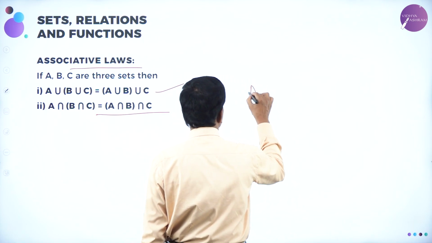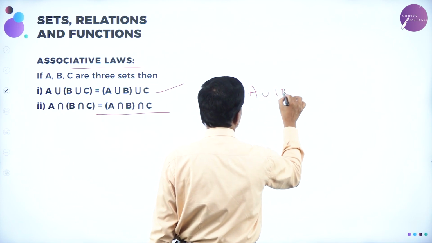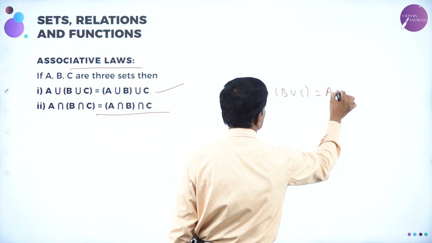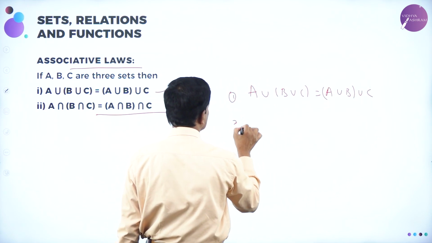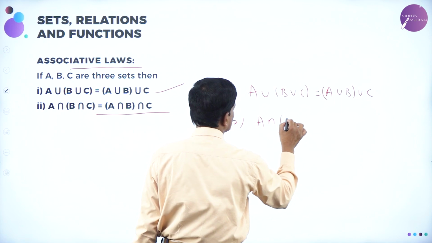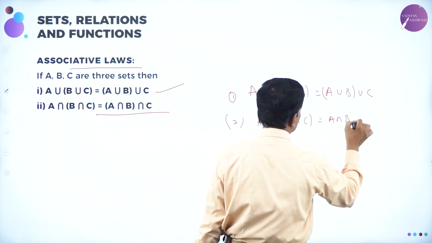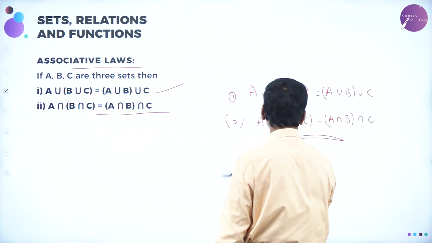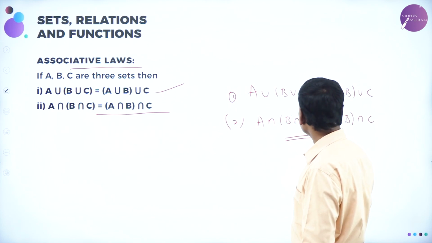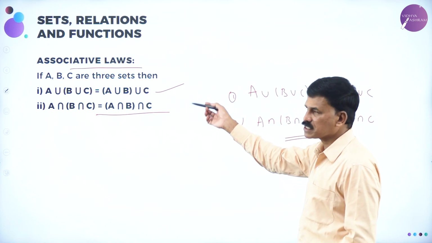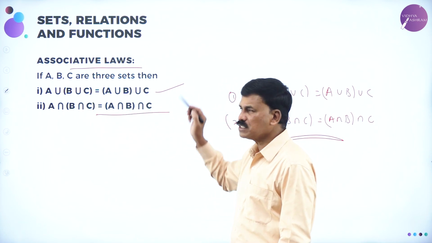That is, if A, B, C are any three sets, then (A union B) union C is also equal to A union (B union C). This is the first property. Or the intersection, (A intersection B) intersection C is also equal to A intersection (B intersection C). These are called the associative properties. In case of union, (A union B) union C is A union (B union C).